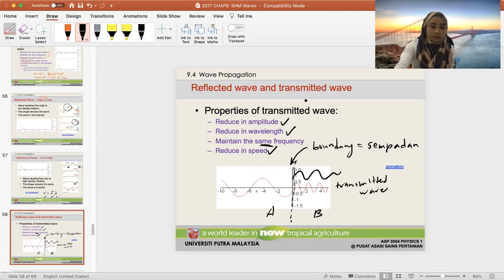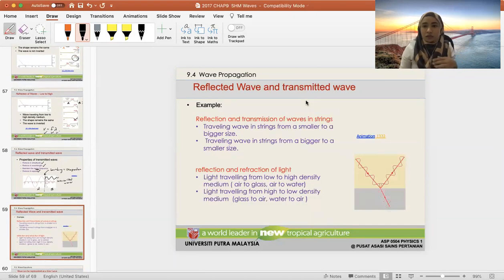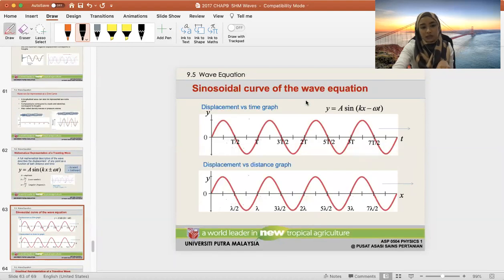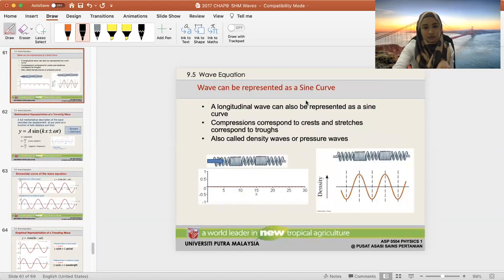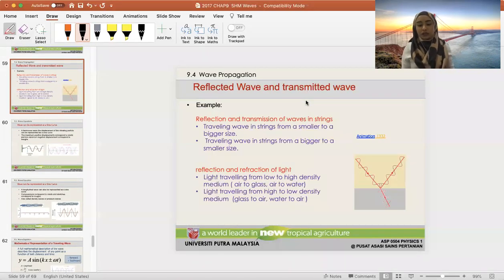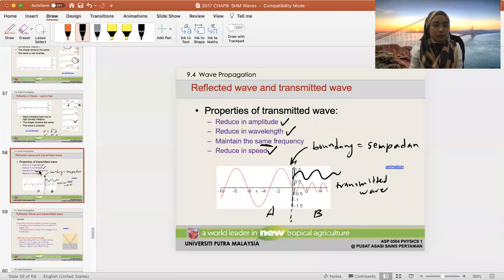Frequency je sama. Okay, so saya akan stop dekat sini for your next lecture. Part ni tinggal pasal maths. Okay, so I know it's late and I know how you feel about maths. Okay, so kita akan continue in next lecture. And I will combine that with problem solving sekali. So any questions about this lecture today?